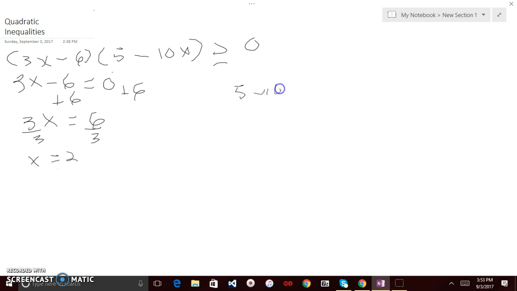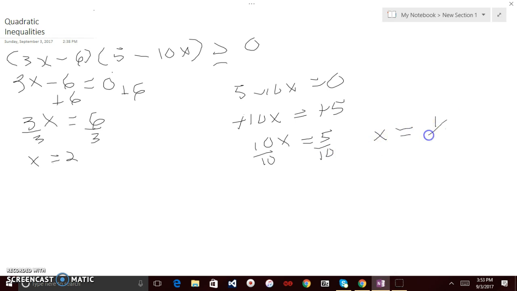So now let's do 5 minus 10x. 5 minus 10x is equal to 0. Subtract 5 from both sides, and you get negative 10x is equal to negative 5. The negatives can cancel each other out. Those are cancels, not plus signs. And so you would have 10x is equal to 5. Now divide both sides by 10, and you would have x is equal to 1/2.